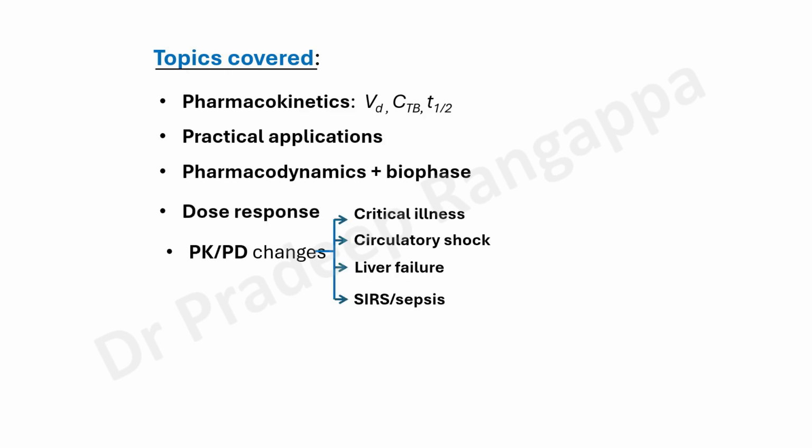I'll talk a bit on dose response. This is important for critically ill patients. PKPD is important for intensivists because a critically unwell patient has a lot of changes happening in the body, which influence the potency of the drug. We'll briefly look at how critical illness, circulatory shock, liver failure, and SIRS have a bearing on PKPD, because these are the typical cohort of patients we see, and we need to be aware of how this influences certain characteristics of the drugs.